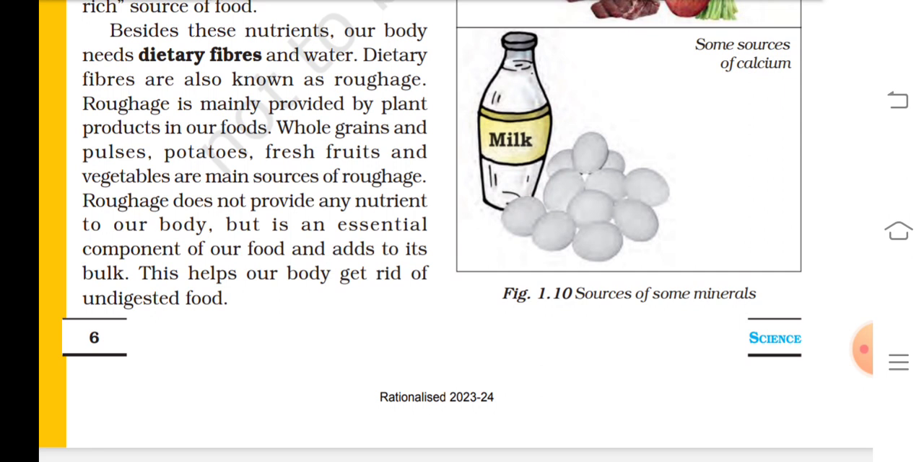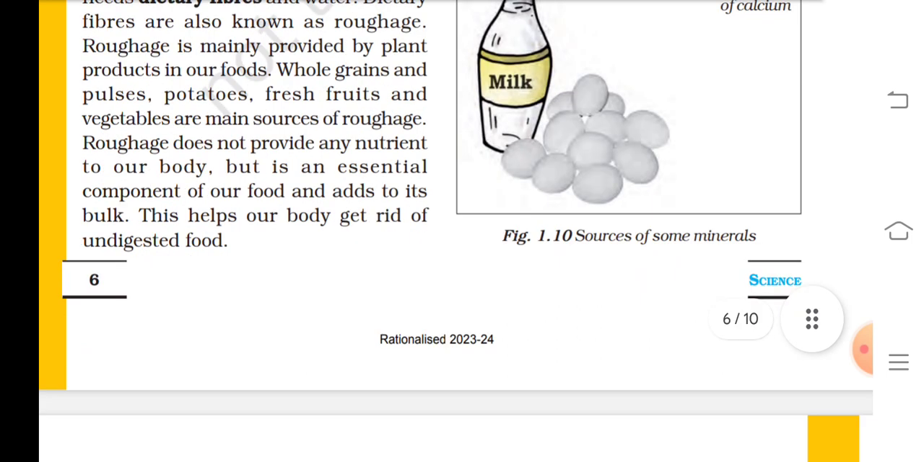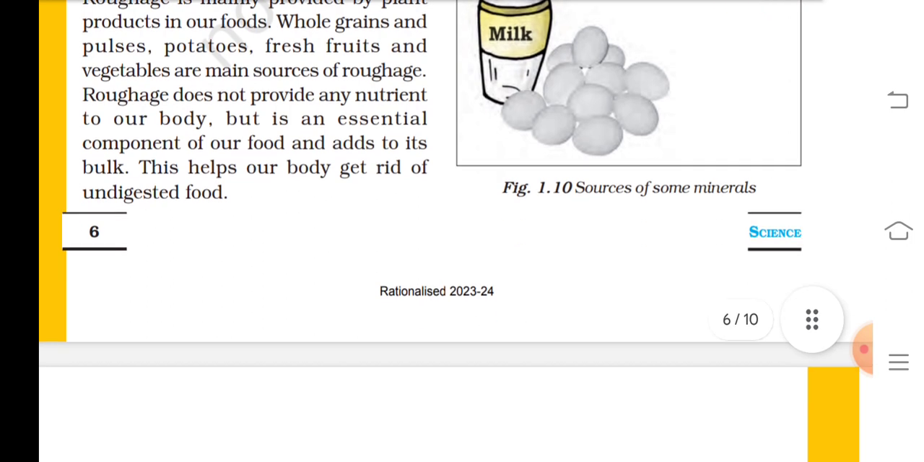Besides these nutrients, our body needs dietary fibres and water. Dietary fibre is also known as roughage. Roughage is mainly provided by plants. What provides roughage? Plants. Products in our food such as whole grains and pulses, potato, fresh fruit and vegetables are the main sources of roughage.